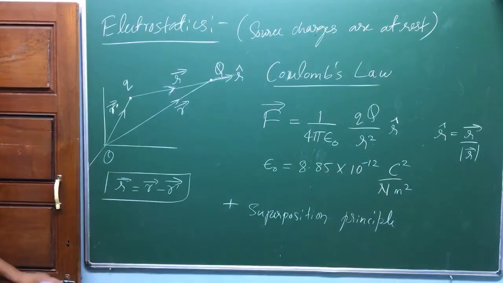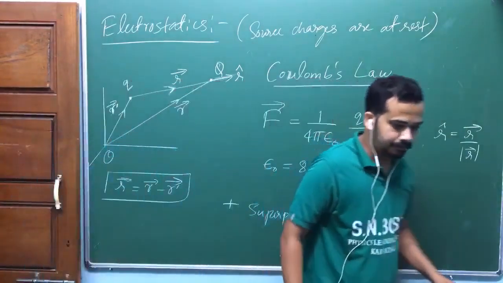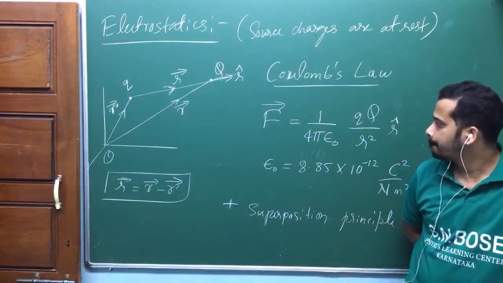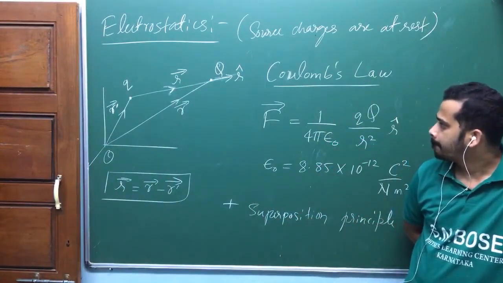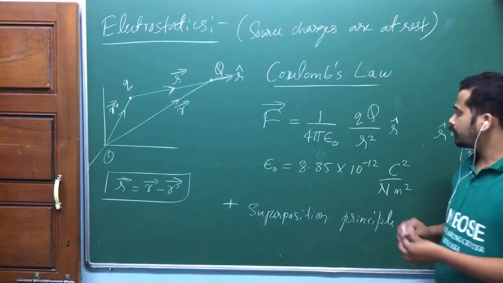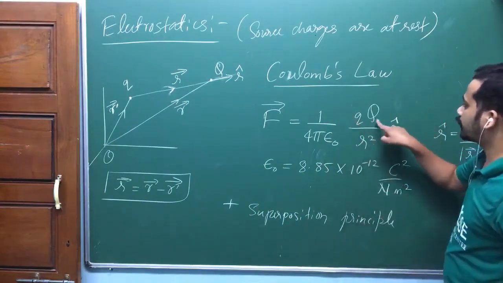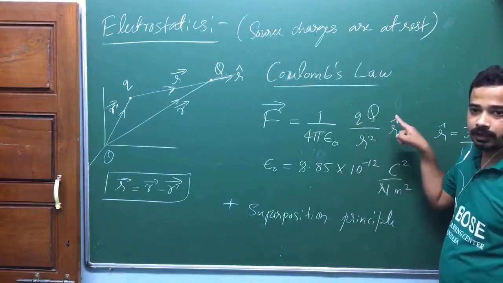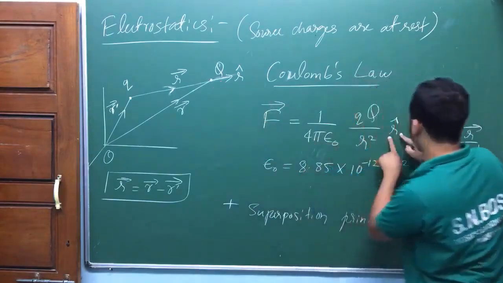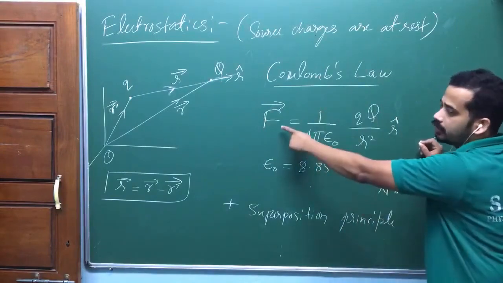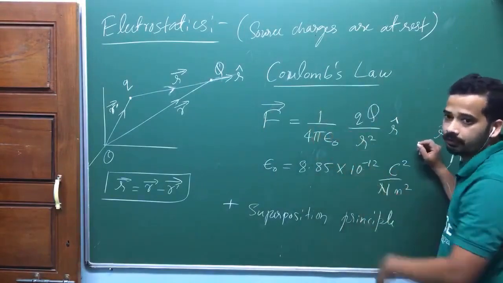Sir, while calculating the force, do we take the sign of the charges into account? Everything is there. Look here. If both charges are negative, then the force is repulsive. Repulsive means it is along r cap. Whether this is positive or negative decides the force direction.